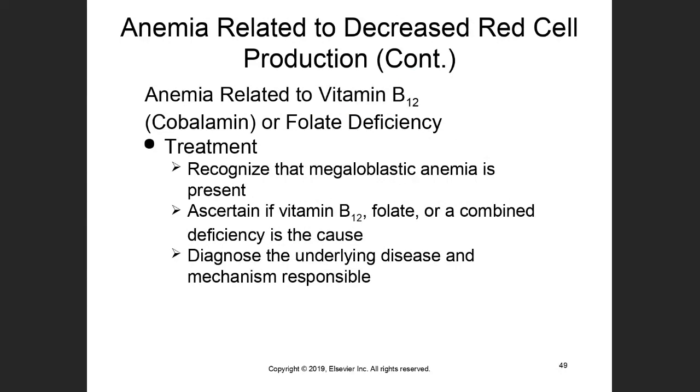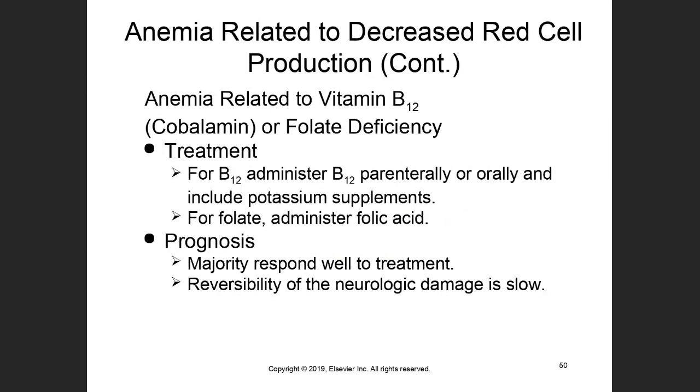For treatment, recognize that megaloblastic anemia is present, and ascertain if it is vitamin B12 deficiency, folate deficiency, or a combination. The most common one is folate. That's why basically you start giving folate. If the patient doesn't improve, then you give B12. There are some tests that you do to differentiate one from another. The main test is methylmalonic acid. Okay? If you have presence of methylmalonic acid, that's B12 deficiency. And we have right here treatment, B12.